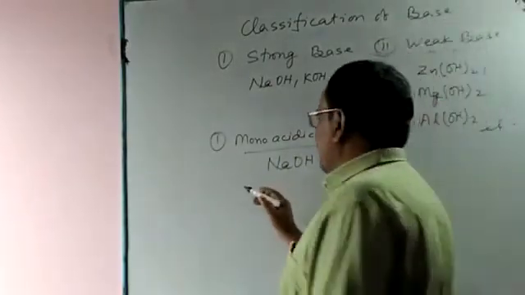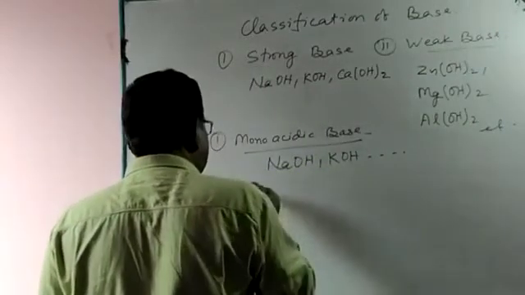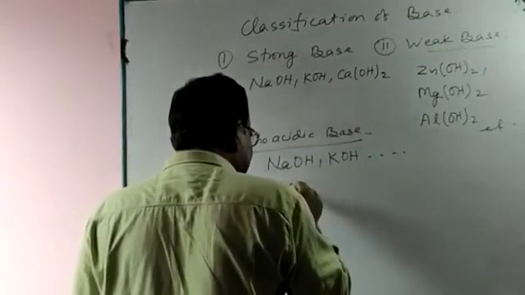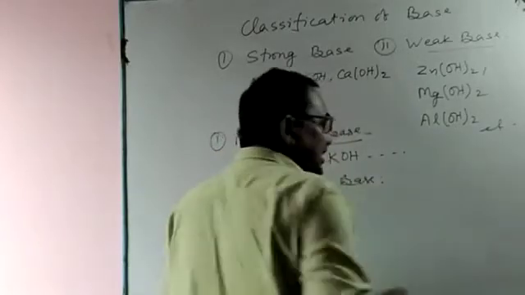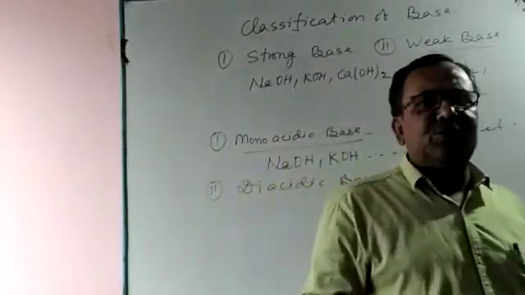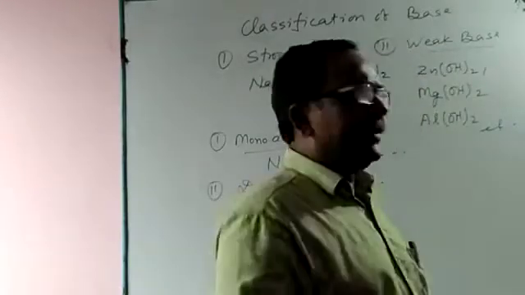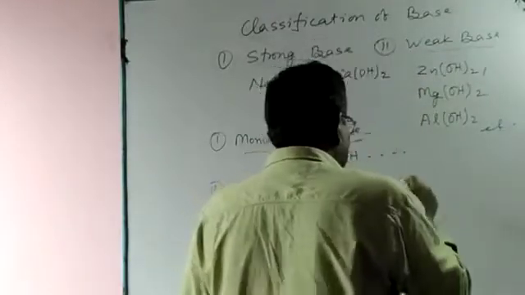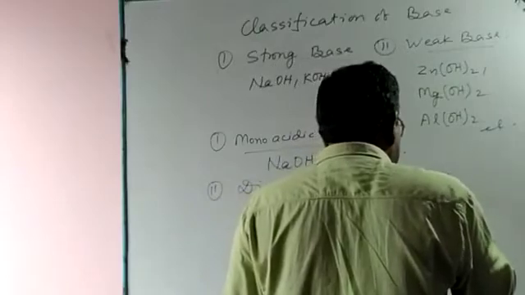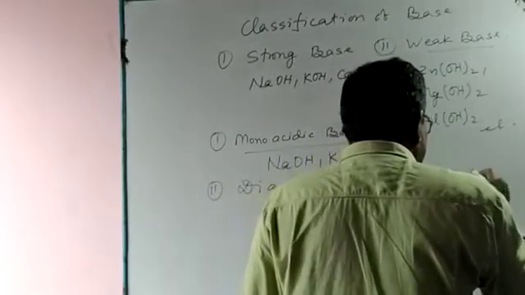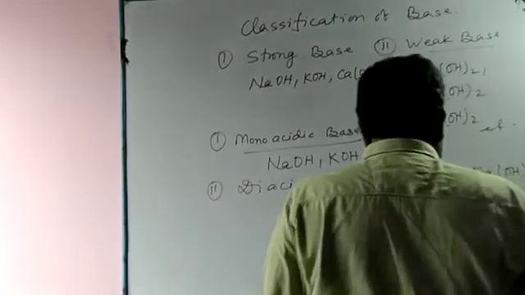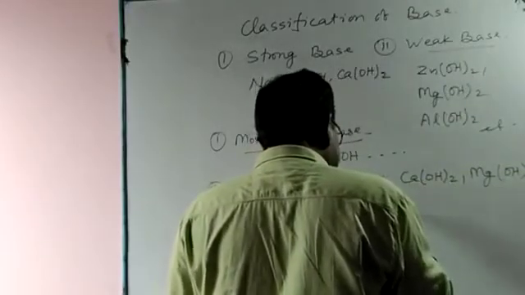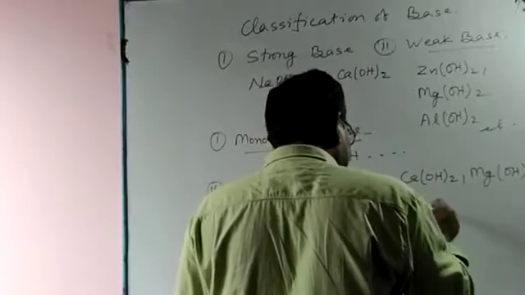Now we have to consider diacidic base. These bases have two displaceable hydroxide ions. For example, calcium hydroxide, magnesium hydroxide, zinc hydroxide, etc.